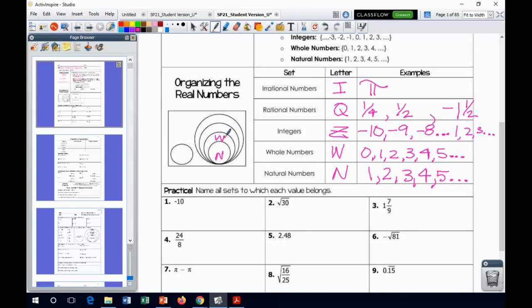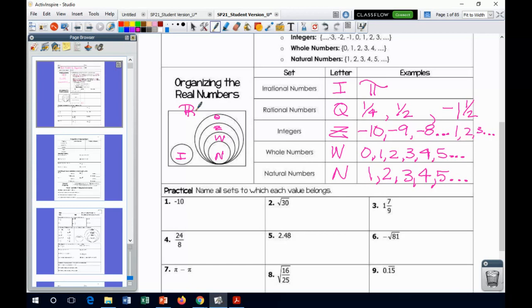So we have whole numbers, then integers, and then rational, and then the little circle down there is irrational. And this is the real number system. The entire thing is the real number system.